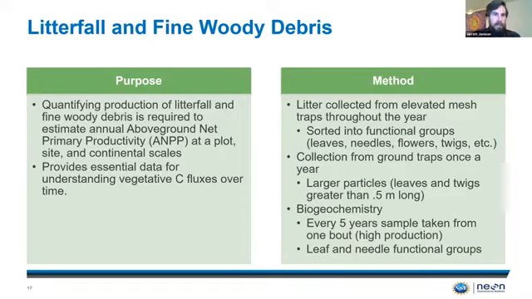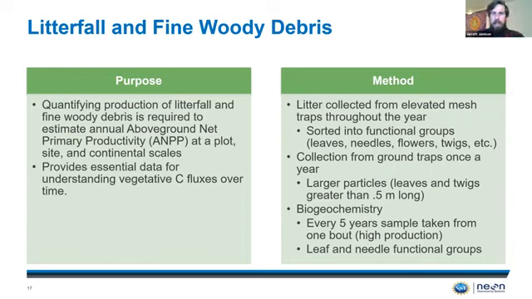So moving on to litter fall and fine woody debris. Quantifying production of litter fall and fine woody debris is required to estimate annual aboveground net primary productivity at a plot, a site, and continental scales. It provides essential data for understanding vegetative carbon fluxes over time.